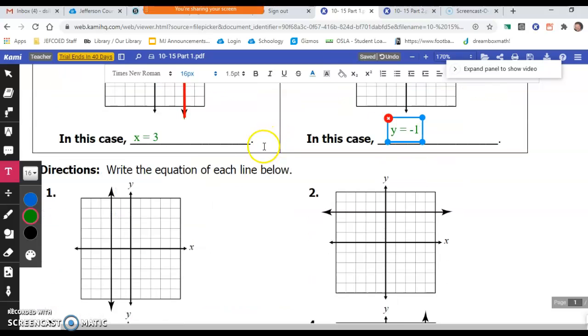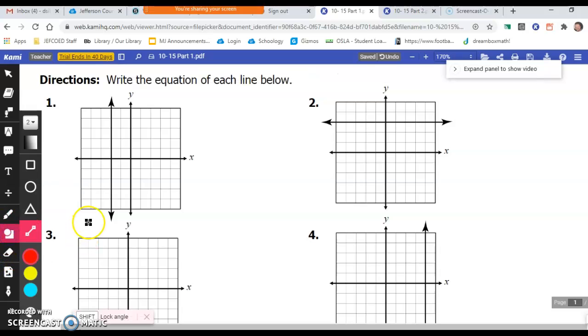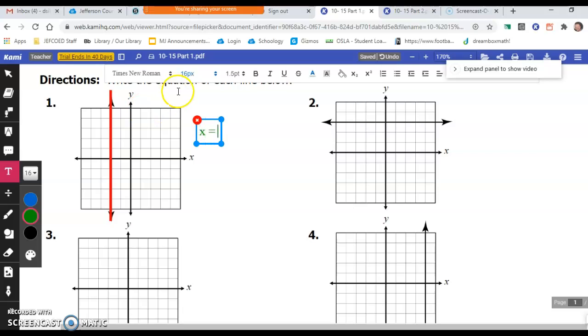All right, we're going to look at just a couple here together. I'm going to ask you some questions, and all I need for you to do is answer and then put these on your document as well. Does that sound pretty simple? This line right here, is it vertical or horizontal? Vertical. Good. Does it cross the x-axis or the y-axis? X. So that means it's going to be x equals, and where does it cross at? Negative 2. Very simple. We good there?